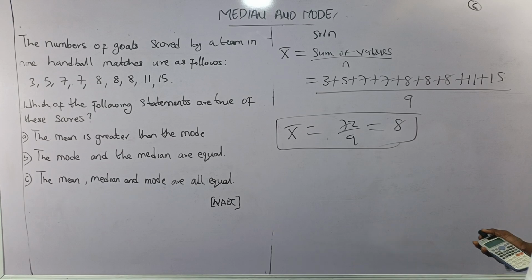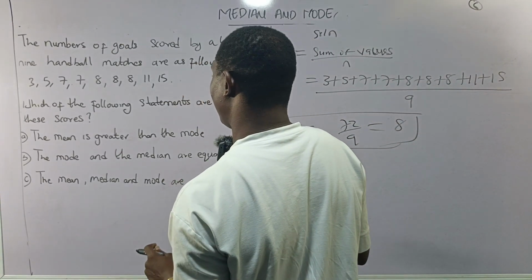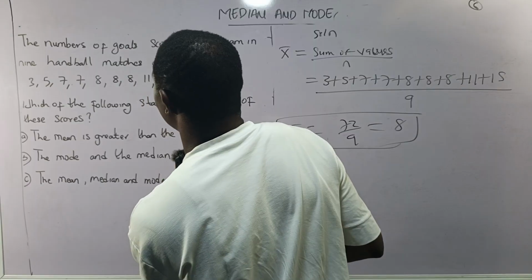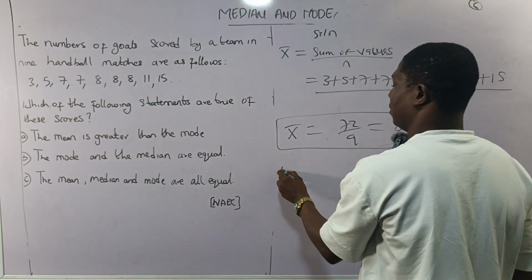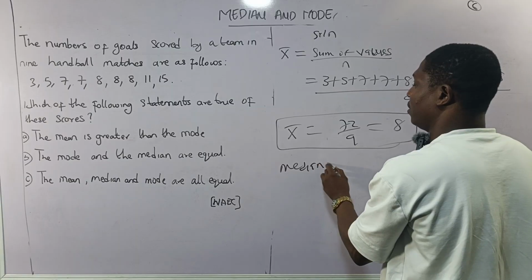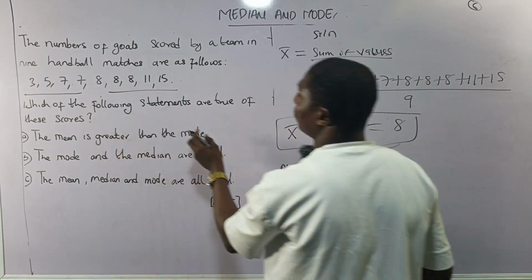Now, what about our median? For our median, we have to arrange the data. It's already arranged in ascending order. So our median will be the fifth value, with 4 values on each side. Our median will be what? 8.